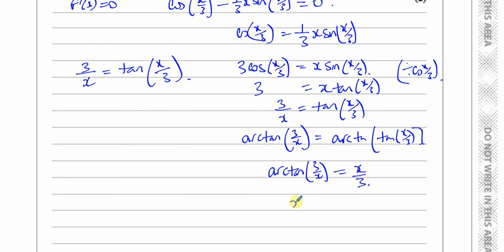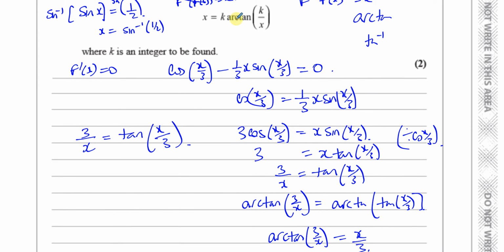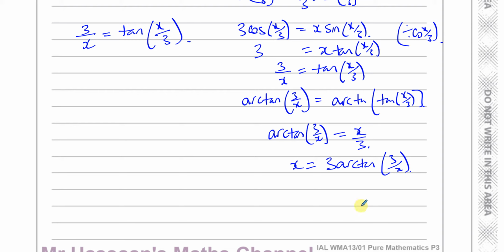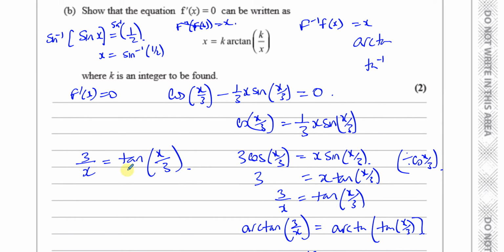So then we can say x is equal to 3 times the arctan of 3 over x. And we can see that's the form that we needed: x equals k times arctan of k over x. So here in this case we can say k is equal to 3. So that's a bit of a question you have to just manipulate at the end, but I just wanted to explain that little point to you.